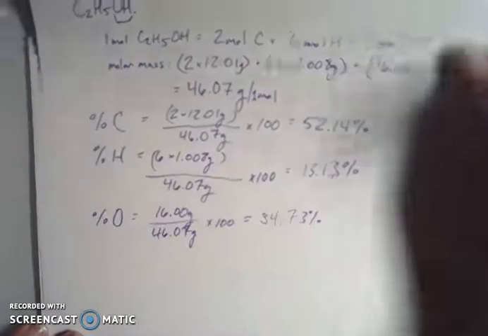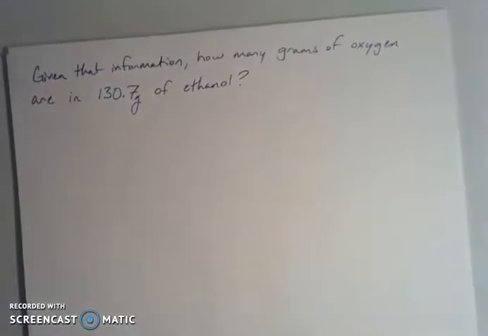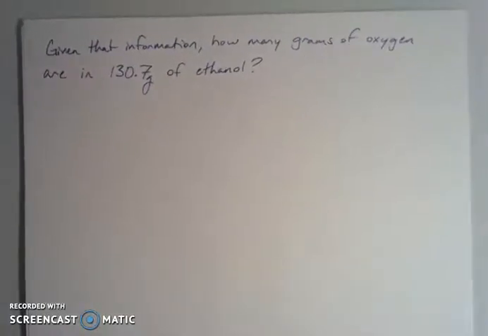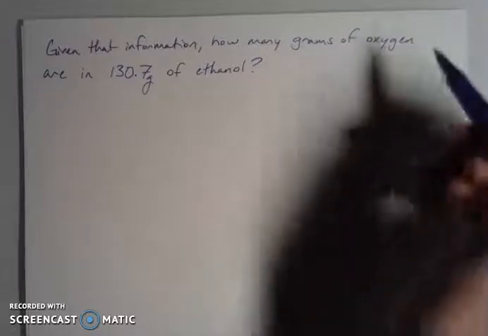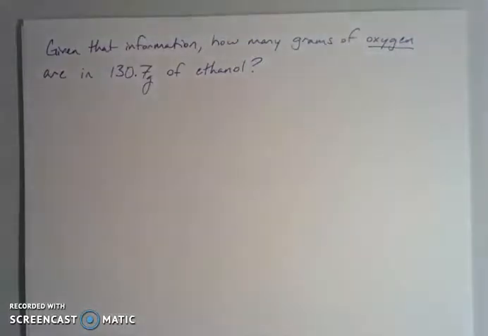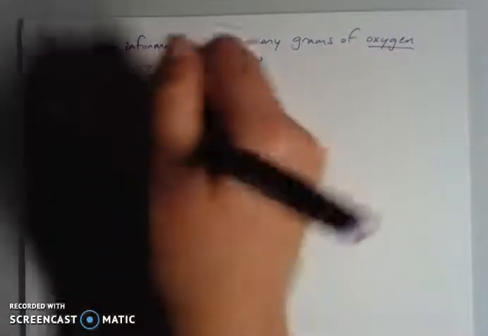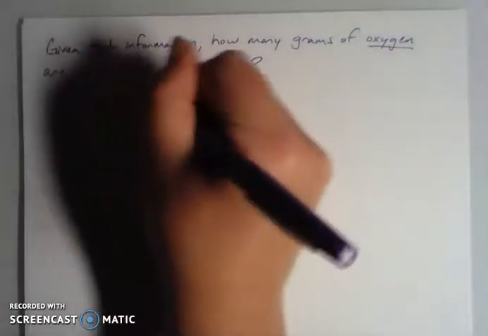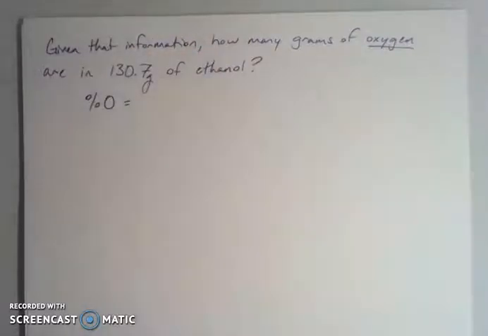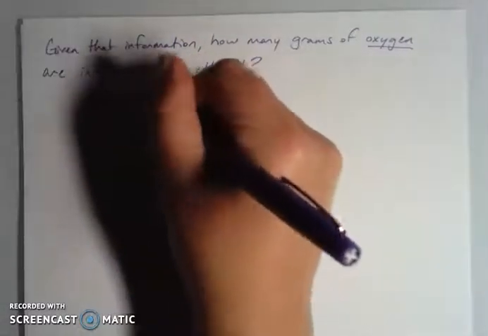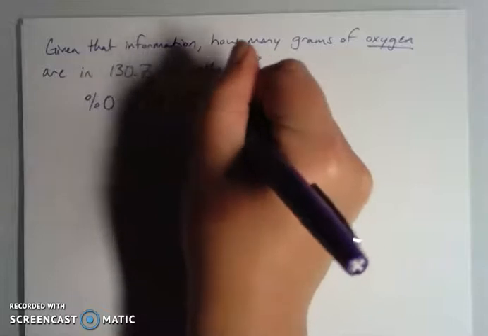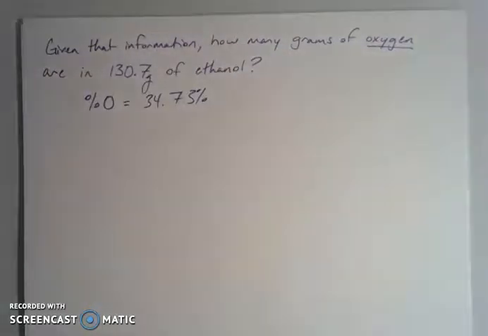So for example, if I was using this same information for my ethanol, I could solve a problem that looks like this. Given the work that we just did, how many grams of oxygen, and we're just talking oxygen specifically, are there in 130.7 grams of ethanol? So what I can do is use that percentage. What we found in the last problem is the percent of my oxygen by mass is 34.73%. So that's from the problem that we got before.